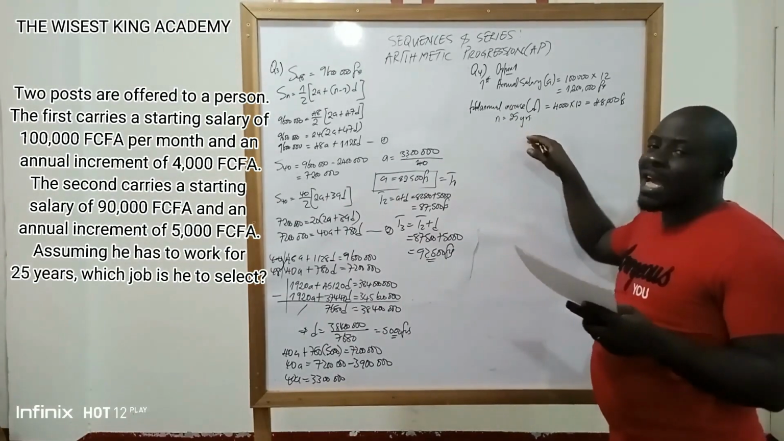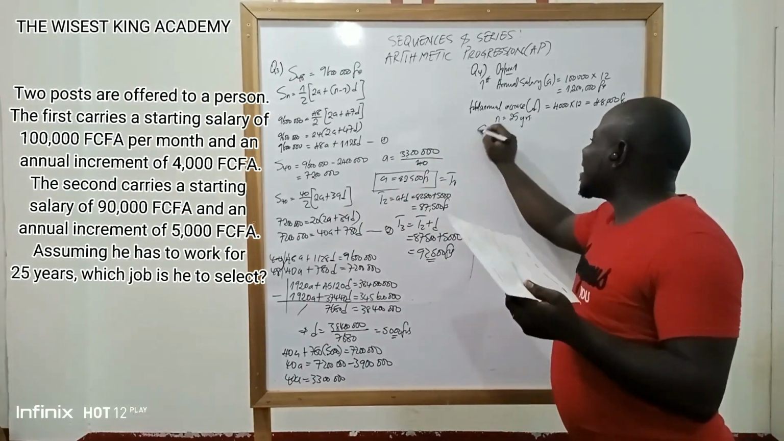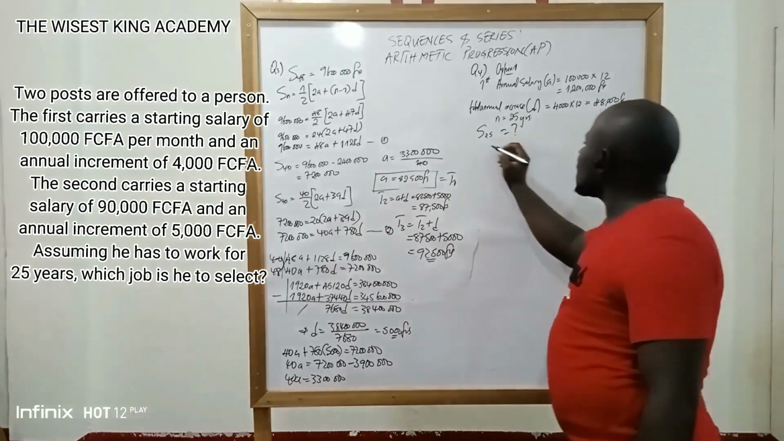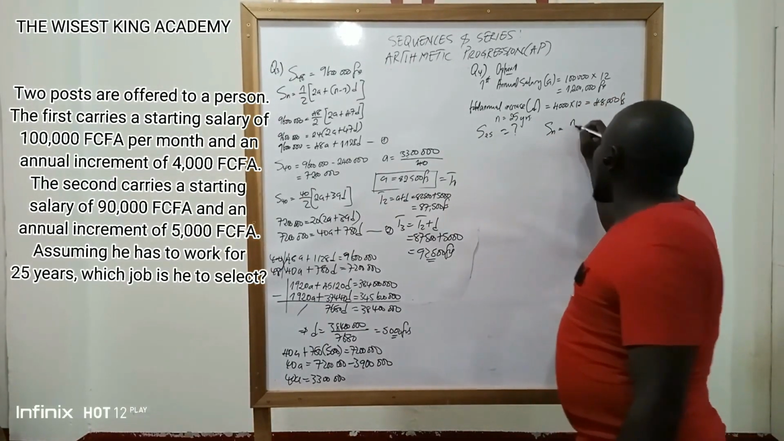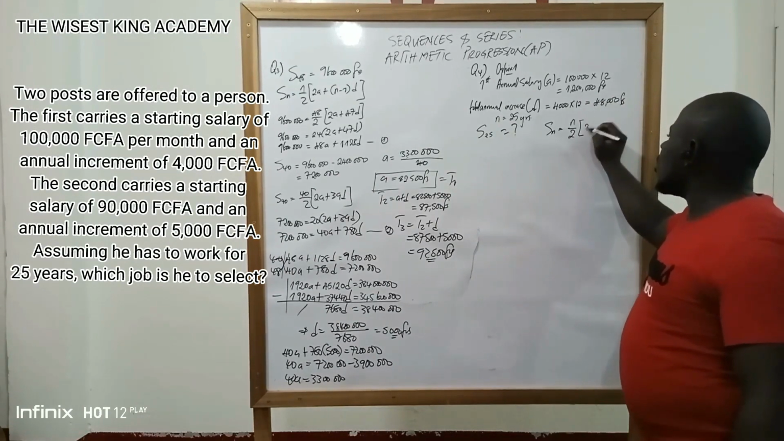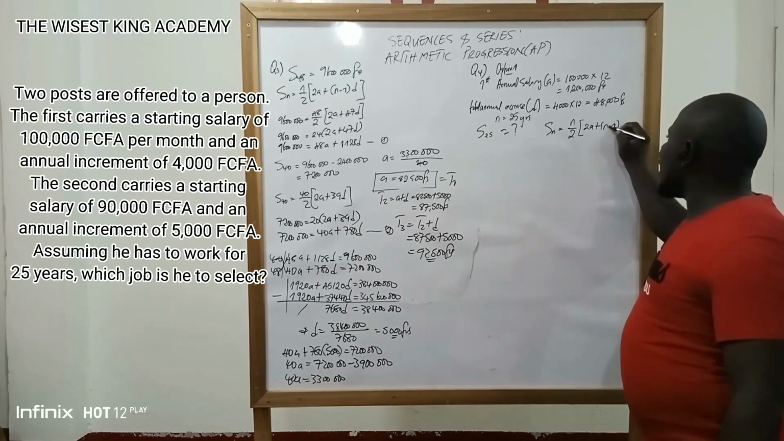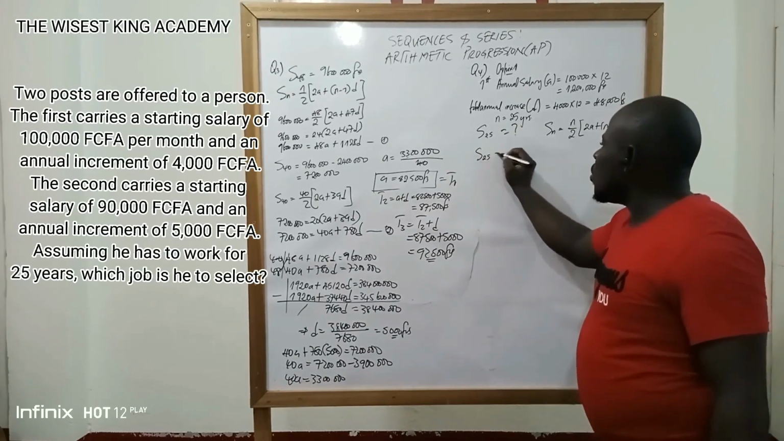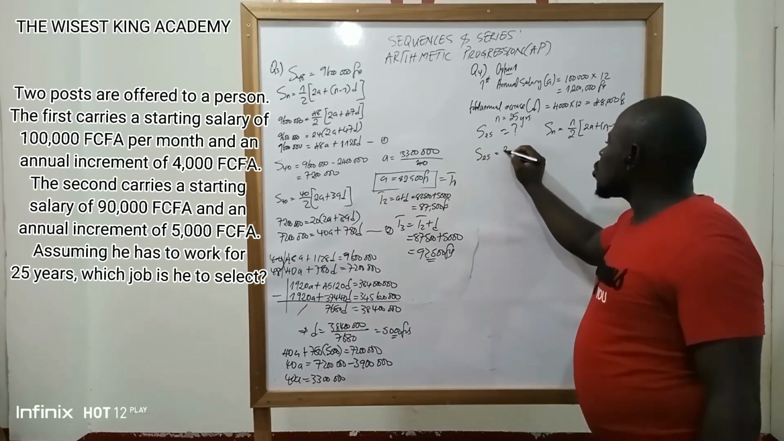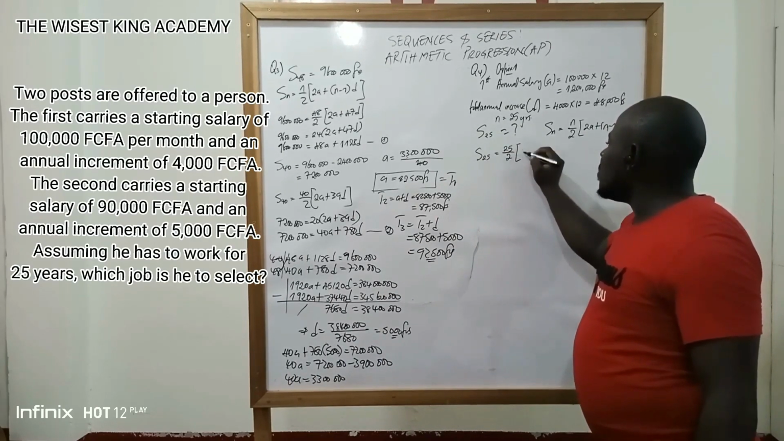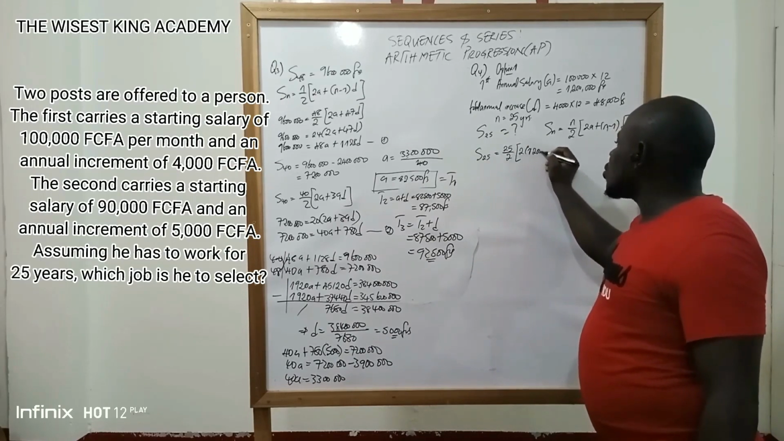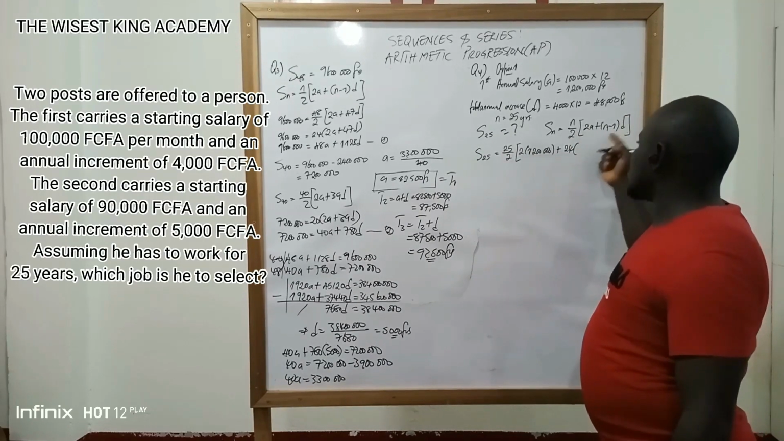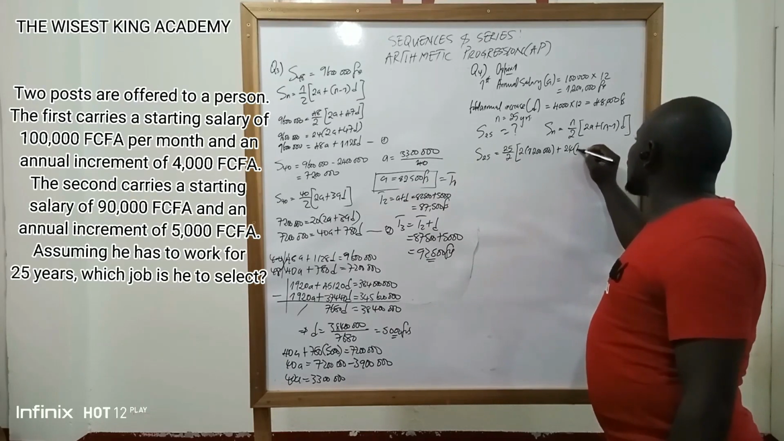So what we are going to do here, we need to calculate S25 in both cases. So we do this. Don't forget, Sn is equal to N divided by 2, big bracket open 2a plus (N minus 1) D. So S25 here will be equal to 25 divided by 2, big bracket open 2 times 1,200,000 plus 24, that's 25 minus 1, which is 24, times D, which is 48,000.